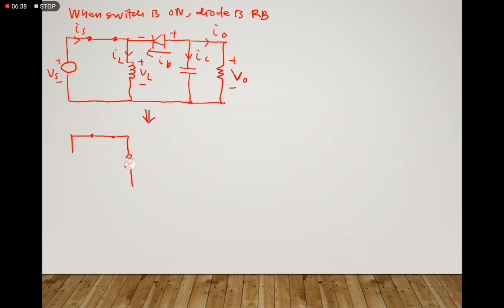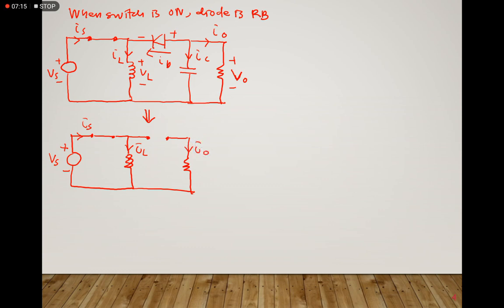Oops, sorry, that should be inductor, and an open circuit here. Since we assume in our analysis that the capacitor current is equal to 0, we can omit that path of the capacitor connected to the load, going straight to the load over here. This is the IS, IL, and I naught over here.